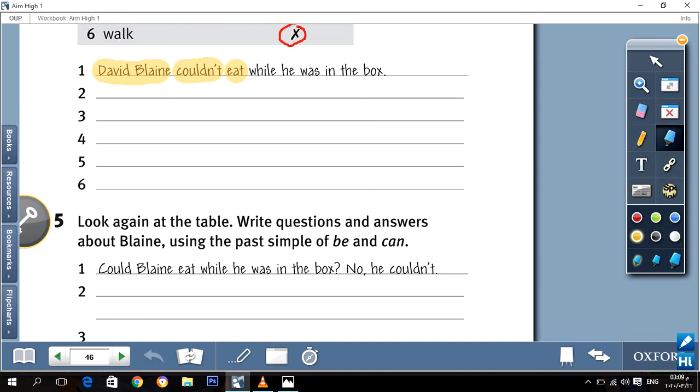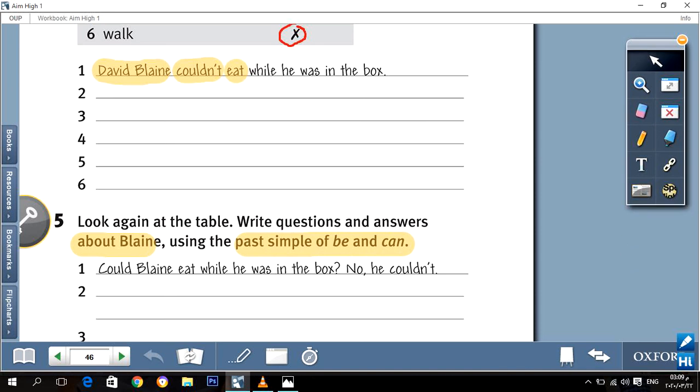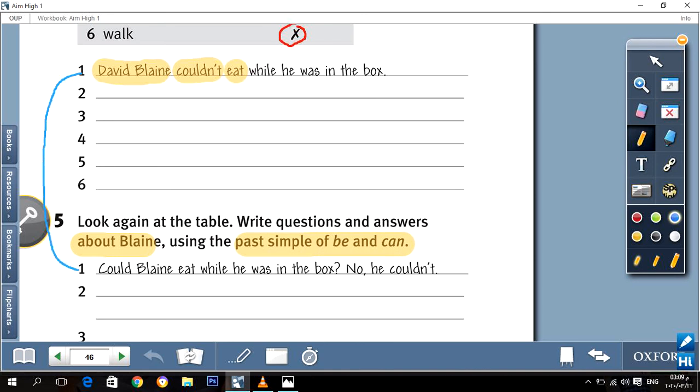Okay, my dears, just wait a few seconds, please. Yes, I wanted to highlight. Yes, it is about David Blaine using the past simple of be and can together. And this is why this exercise is important. Yes, so by using these arrows, my dear students, this sentence is related to this sentence. David Blaine couldn't eat while he was in the box. They have changed this sentence to a question.